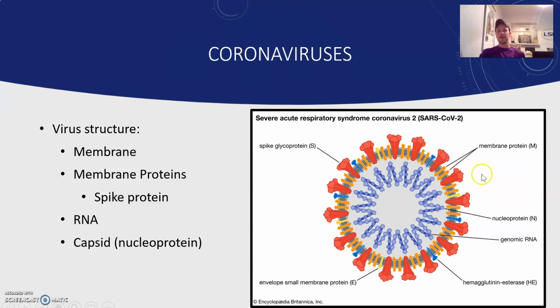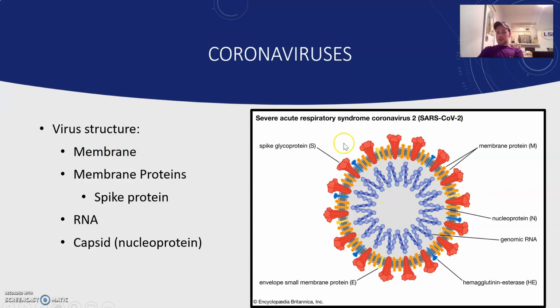So coronaviruses have a membrane around their virus, right? And this is just like a cellular membrane. A cellular membrane is a lipid bilayer that is surrounding the cell cytoplasm. Well, this is the same principle here. This is actually a double lipid bilayer. It's actually taken from the host cell, and it's a bilayer that surrounds the inside of the virion.